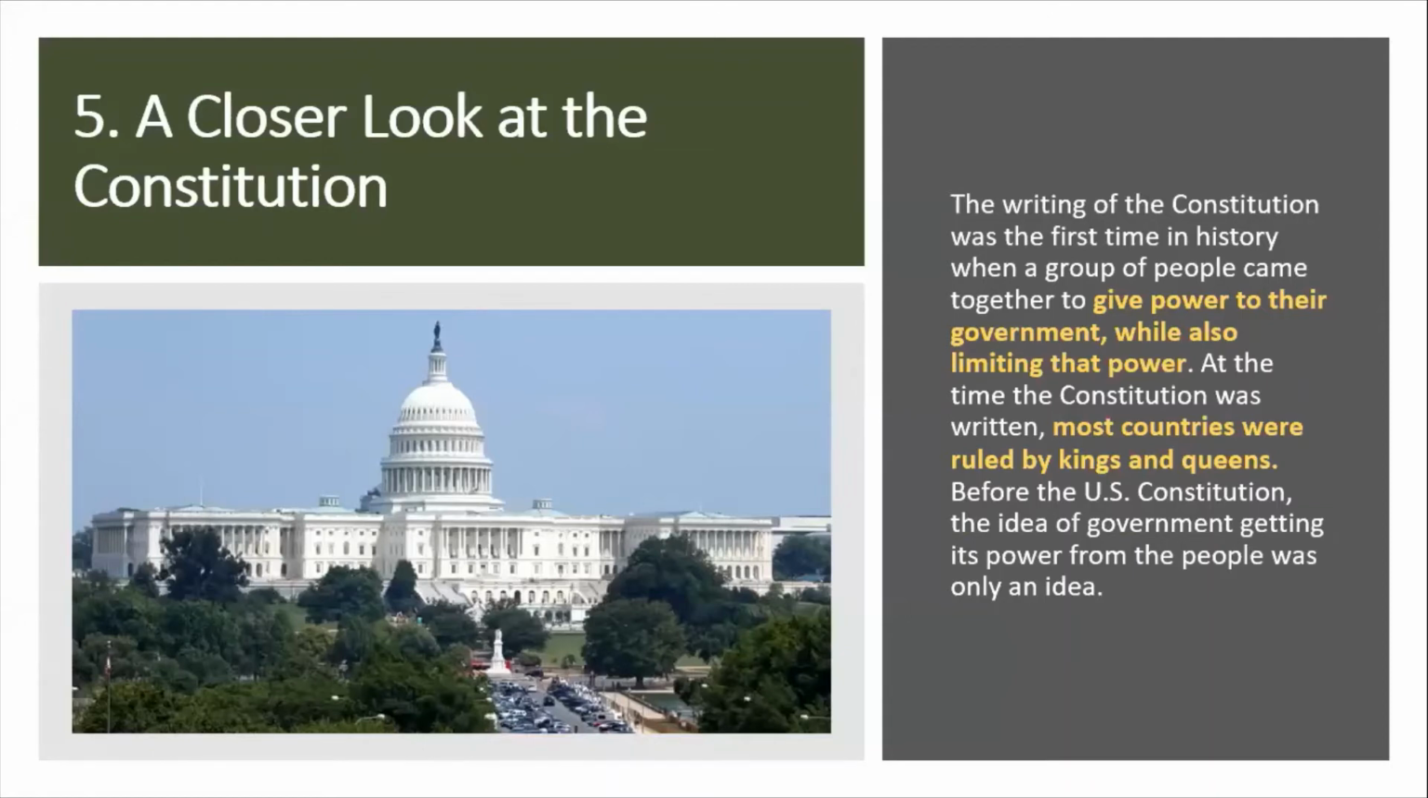A closer look at the Constitution. The writing of the Constitution was the first time in history when a group of people came together to give power to their government, while also limiting that power. At the time the Constitution was written, most countries were ruled by kings and queens. Before the US Constitution, the idea of government getting its power from the people was only an idea.